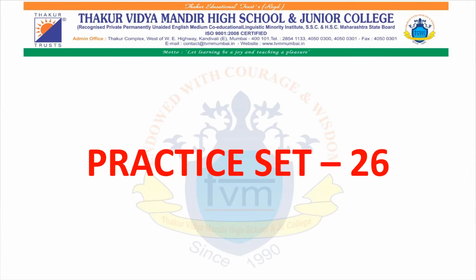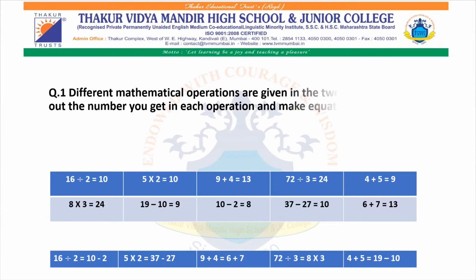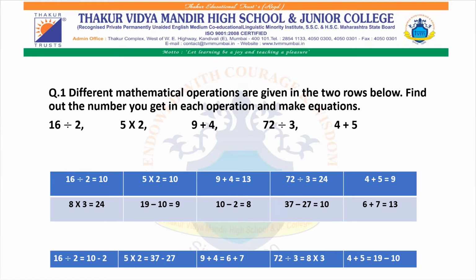Practice set 26. Question 1. Different mathematical operations are given in the two rows below. Find out the number you get in each operation and make equations. 16 divided by 2, 5 into 2, 9 plus 4, 72 divided by 3, 4 plus 5, 8 into 3, 19 minus 10, 10 minus 2, 37 minus 27, 6 plus 7.